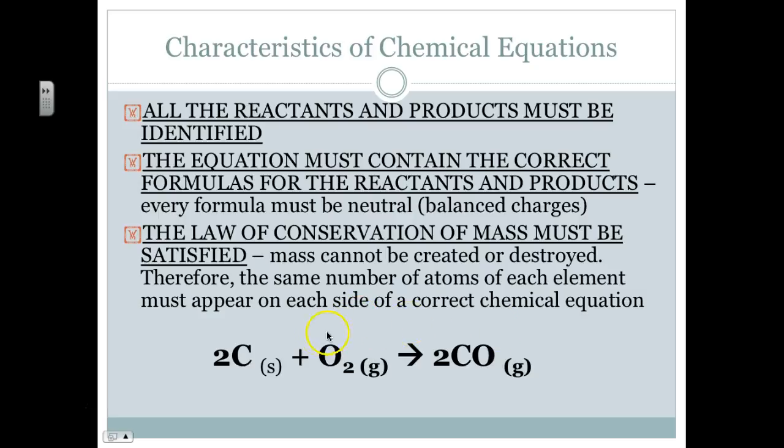It's also saying that the equations need to be balanced. You have to have the same number of atoms of each element on both sides to be correct. Now, notice that it's 2 carbons, 2 carbons, 2 oxygens, 2 oxygens. They don't all have to be 2. That's just a coincidence in this example.